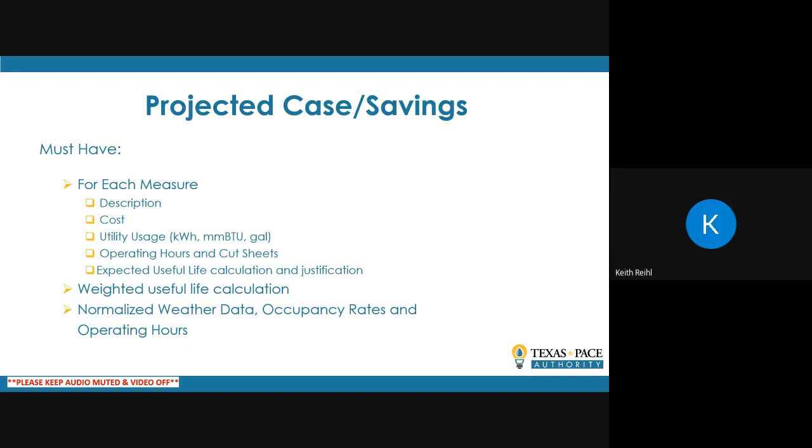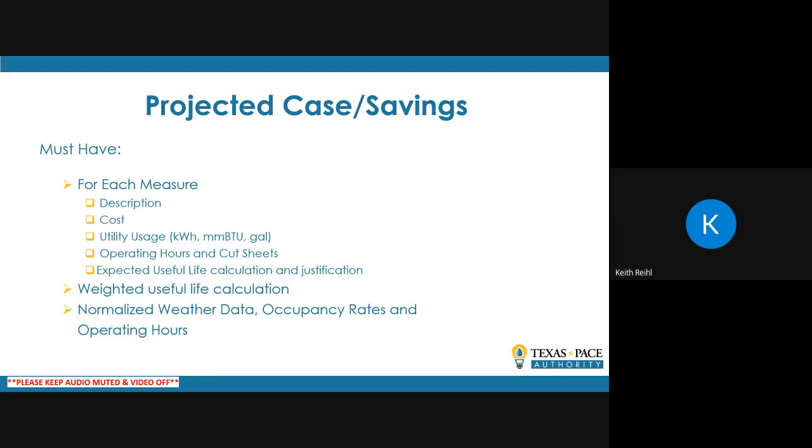You want to look at usage. That could be kW, it could be MMBTU, it could be gallons as far as your water usage. You also need to know your utility rates with your utility usage. Look at your operating hours and your cut sheets, and look at how the equipment is going to be used.